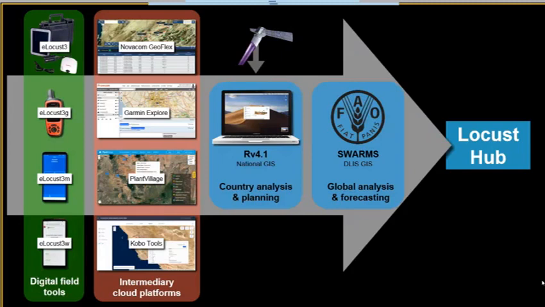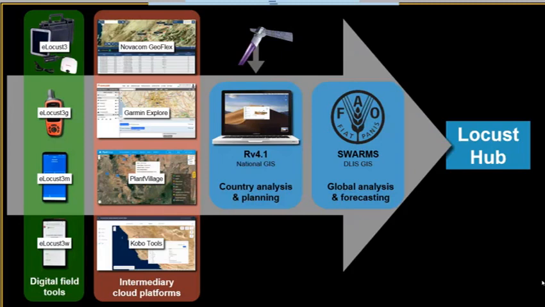Forms to reach the National Geographical Information System that's used in Pakistan for managing all of the locust data, which is then used for planning those survey and control operations. And in addition to that field data, of course, the satellite remote sensing products are also feeding into that system. And all of that information is then feeding into the global system that I use in FAO headquarters, the SWARMS GIS.